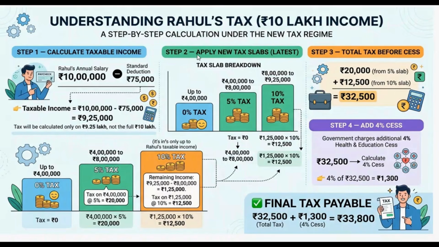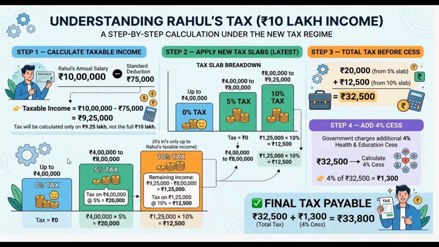Now step 2 is applying the new tax slabs. Now the taxable income is divided into different tax slabs. For the first 4 lakh, the rate of interest is 0%. From 4 lakh to 8 lakh, the rate is 5%. And from 8 lakh to 12 lakh, but our income is 9 lakh 25,000 only, so it will be taxed at a 10% rate.